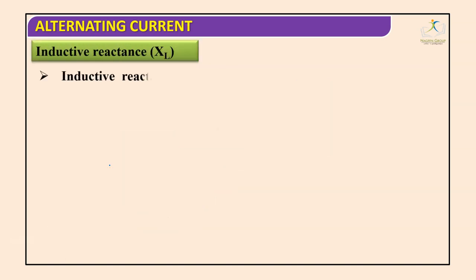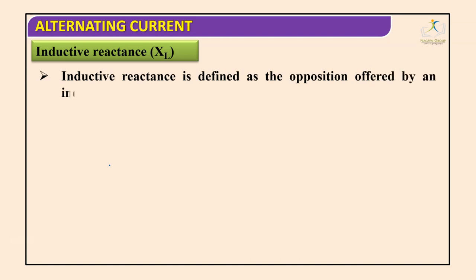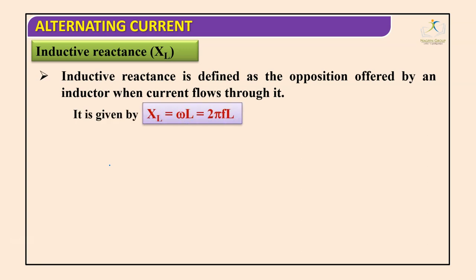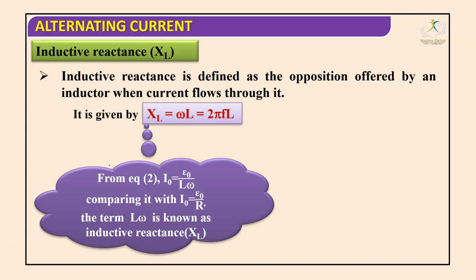Inductive reactance is defined as the opposition offered by an inductor when current flows in it. It is given by XL is equal to omega L is equal to 2 pi F L. From equation second, we know that I naught is the peak value of the current through the inductor. So I naught is equal to E naught divided by L omega, comparing with I naught is equal to E naught by R.